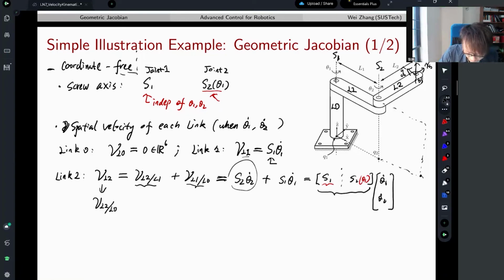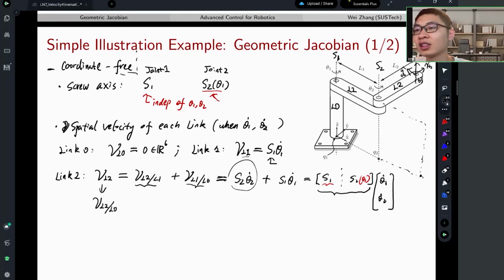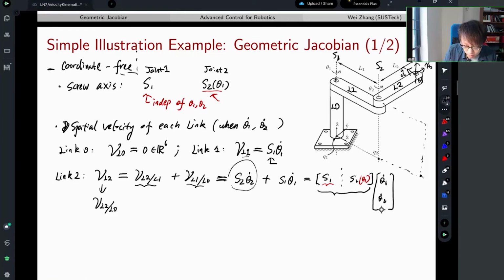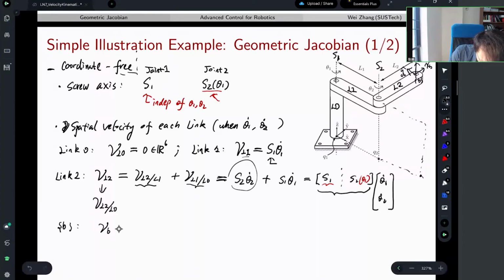This is the geometric Jacobian. Yes, the Jacobian maps what? The joint velocities to link 2 twist. So that's the geometric Jacobian for link 2. But maybe we can do one more baby step, okay? What about frame B? Then what is V_B?